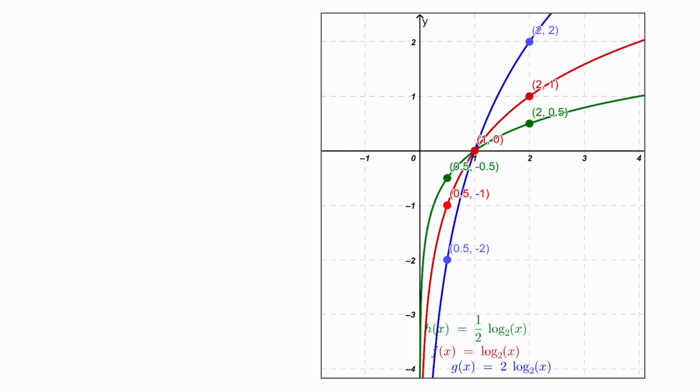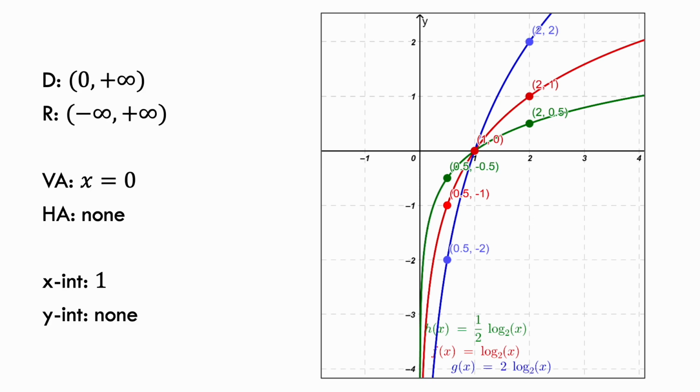So, this is now our function. So, yung red, that is yung original function natin. Nag-multiply tayo ng 2, eto na yung kulay blue. Nag-multiply tayo ng 1/2, eto na yung ating kulay green. So, the domain is 0 to positive infinity. Ang range niya is negative infinity to positive infinity. The vertical asymptote is still at x equals 0. The horizontal asymptote is none. Ang x-intercept natin is equal to 1 and the y-intercept is none.